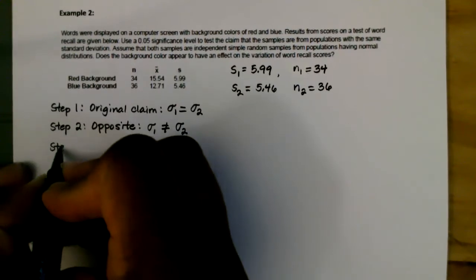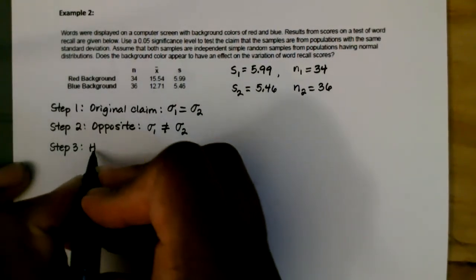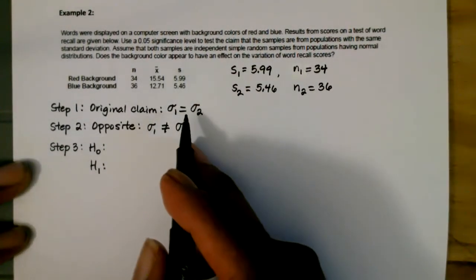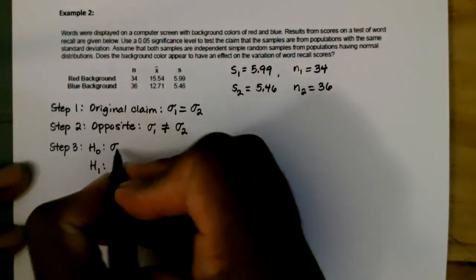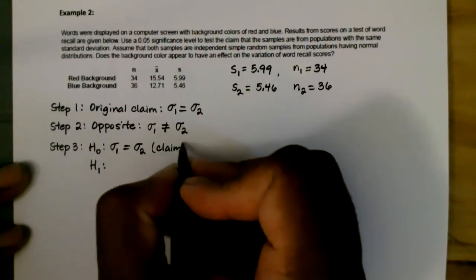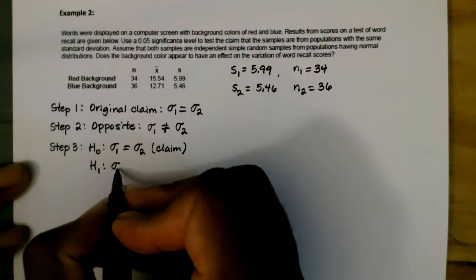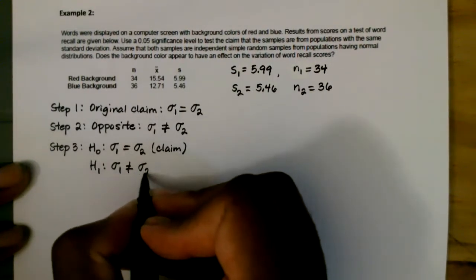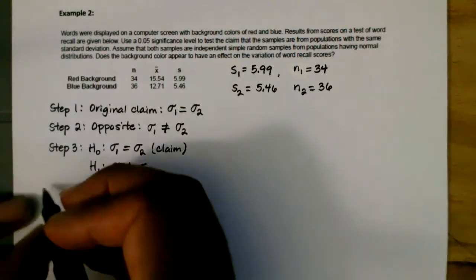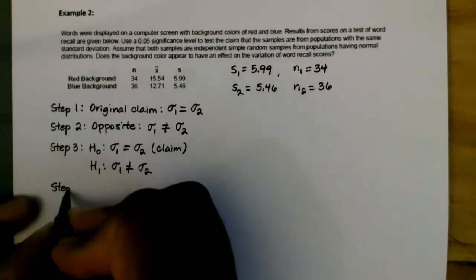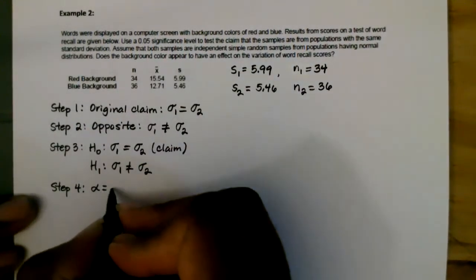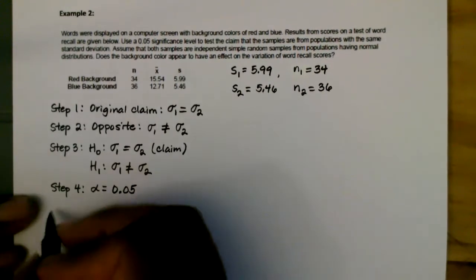And then step number 3 is your null and alternative hypothesis. Well, the null has the equal sign in it. So this will be sigma 1 equals sigma 2, which is also the claim. The alternative has the not equal to in it. Sigma 1 does not equal sigma 2. And now step number 4, the level of significance. Again, we're using a 0.05 significance level. So alpha is equal to 0.05.